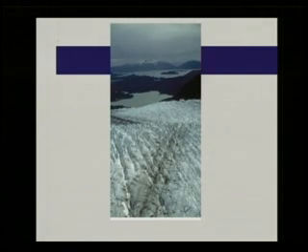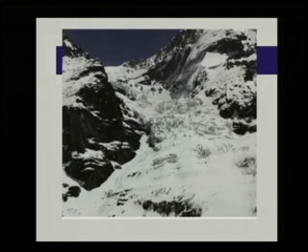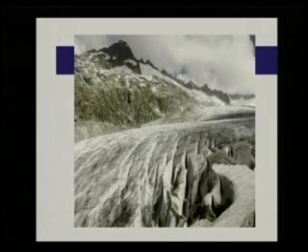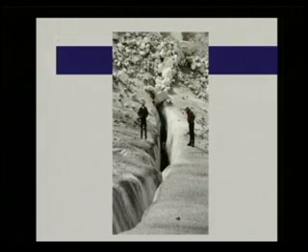These crevasses are in the Exit Glacier, Kenai Fjords National Park and Preserve in Alaska. Here's an ice fall in the Jungfrau in Switzerland. This happens when the ice breaks up as a crevasse glacier moves down a steeper slope, and these ice blocks kind of break apart. More crevasses. And they can extend very far below the surface of the glacier. Very, very dangerous.